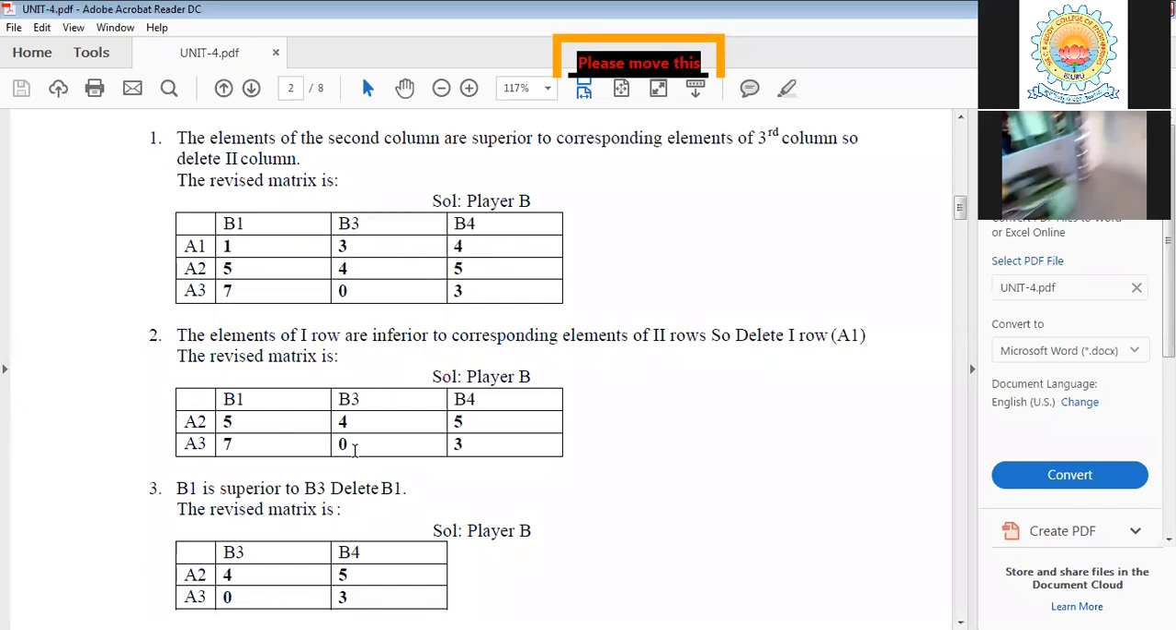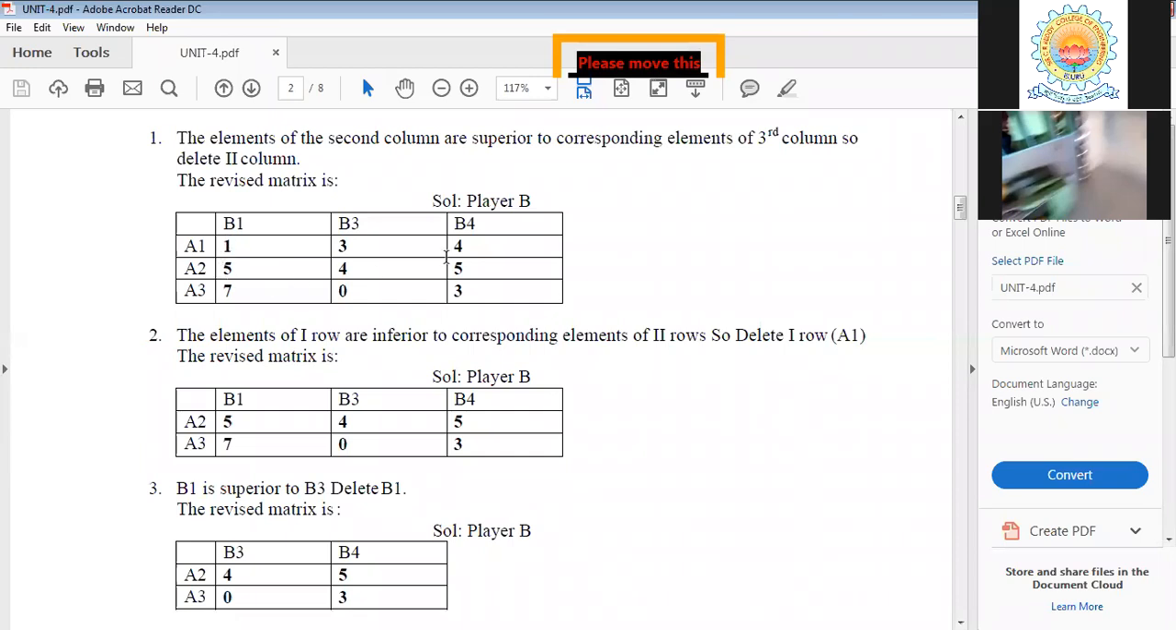B1 is superior to B3. Therefore, B1 has to be deleted. Column wise, that superior column has to be deleted. First the row operation has to be carried out, later the column operation has to be carried out. So here, column B4 is dominating column B3.